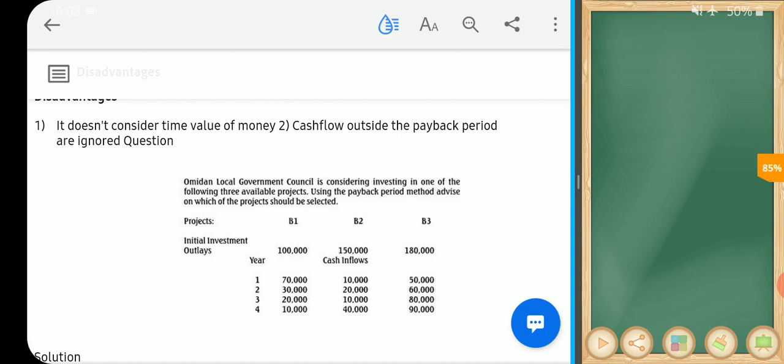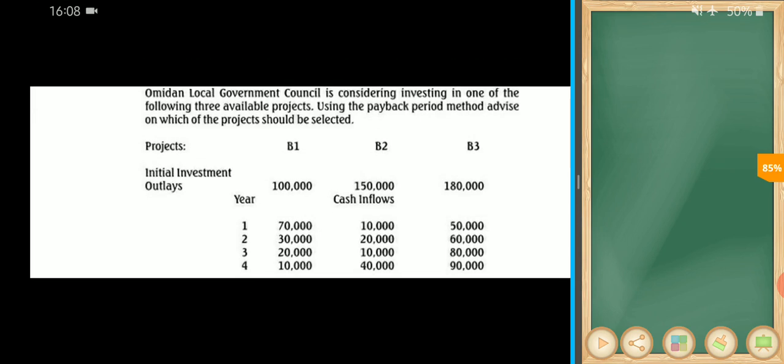So we also have another question here. Omido Local Government Council is considering investing in one of the following 3 available projects. Using the payback period method, advise on which of the projects should be selected. We have our project B1, project B2, and project B3. We have our initial investment outlay. For B1, we invested 100,000. For B2, we invested 150,000, and for B3, we invested 180,000.